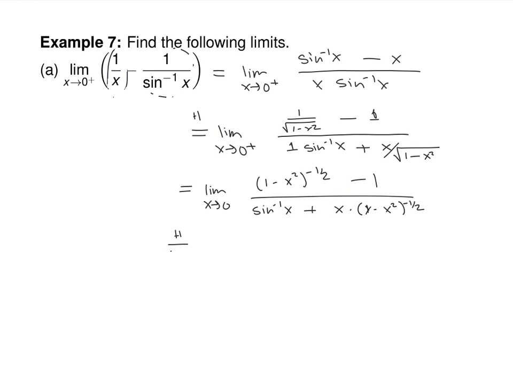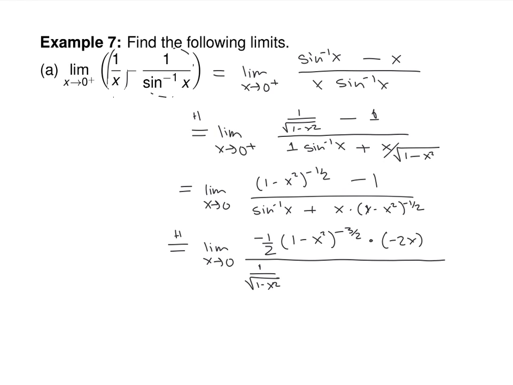So use L'Hopital's rule again. What is the derivative of the thing in the numerator? 3/2. And then times what from the chain rule? Negative 2x. All over 1 over the root of 1 minus x squared.